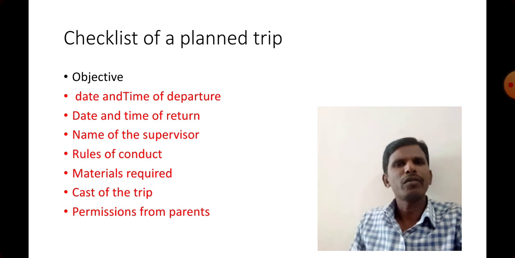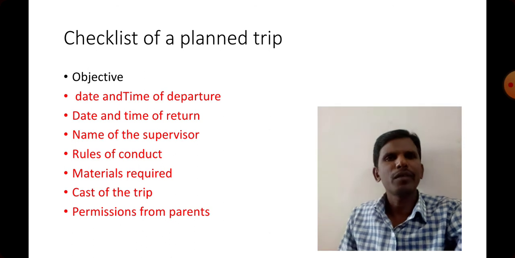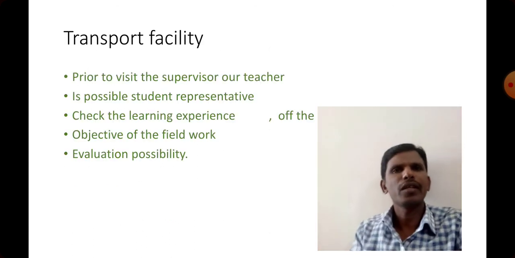Next, the permissions: we have to check whether they got them from the parents or not. So we should get the permission slips, or consent letters, from the parents before the field trip or field visit only. This is about the checklist, we can say.